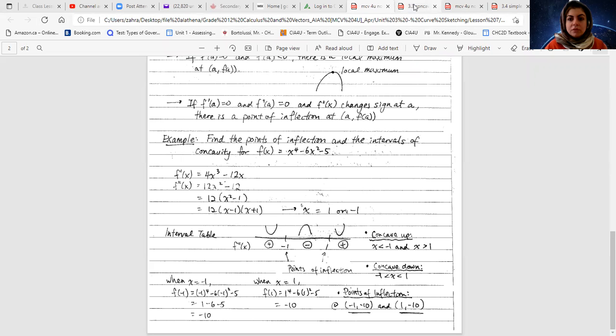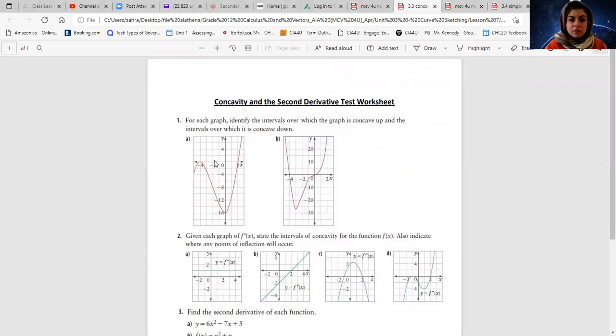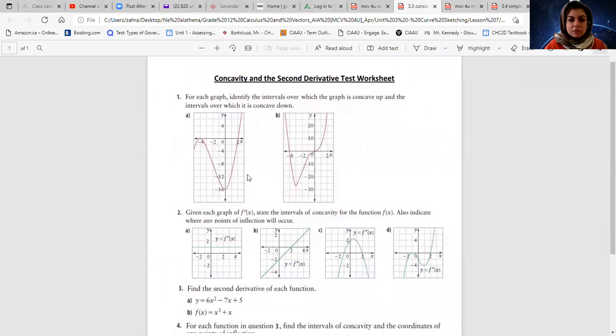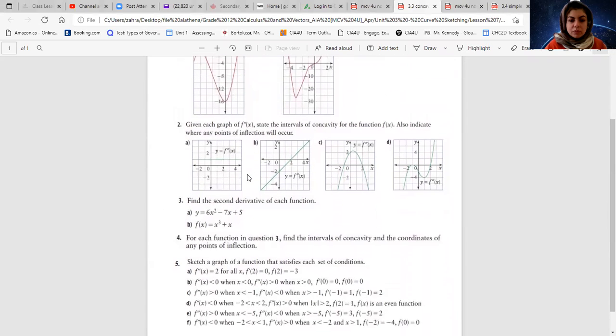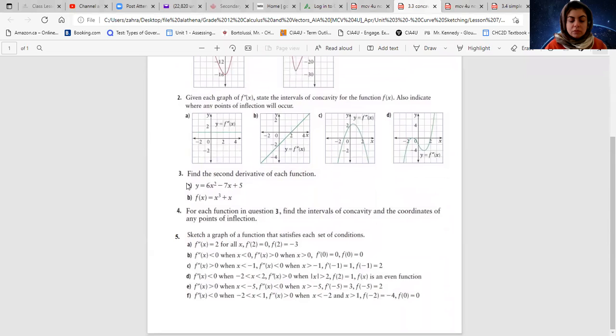Now the worksheet, the questions you do: question number 1, question number 2, question 3B, 4B, and question number 5.